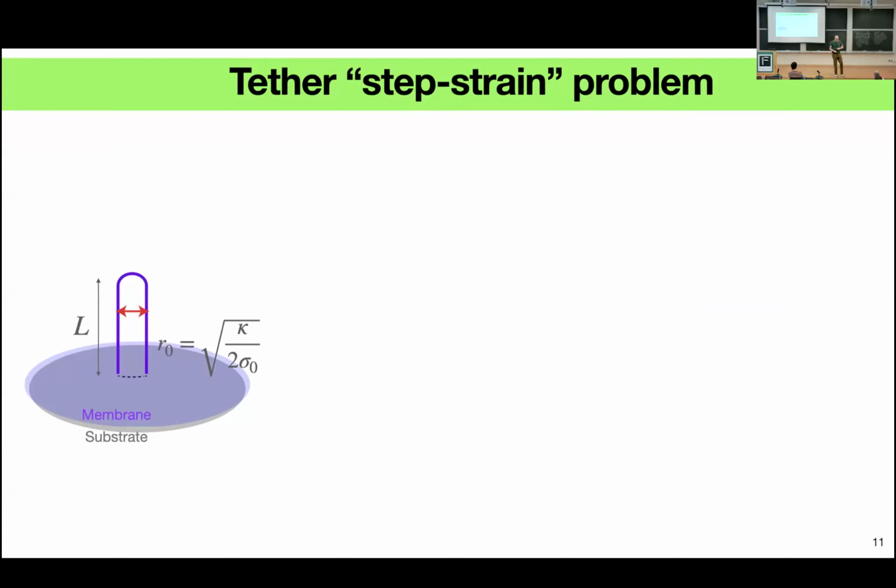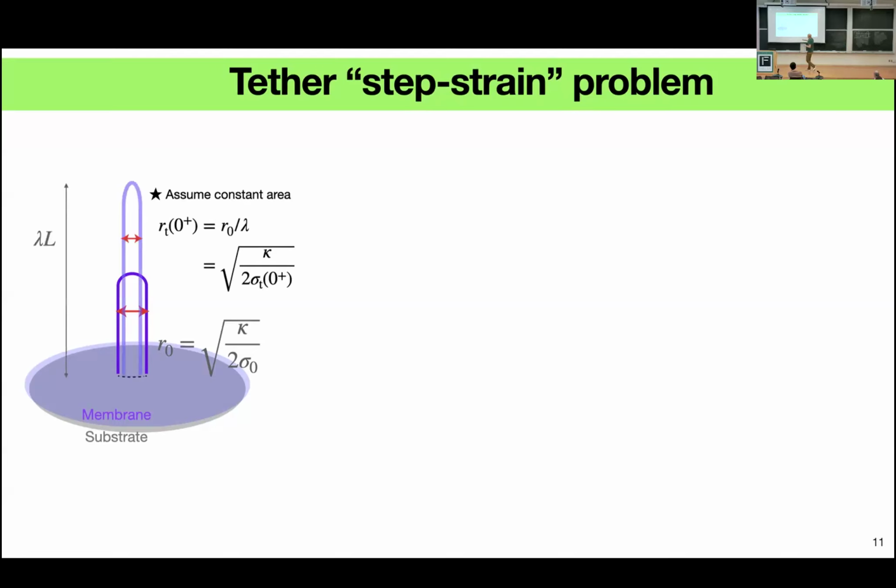Now, experimentally, we're going to suddenly increase the length of the tether by a factor lambda. The assumption is that if we pull on the tether rapidly, the lipids in the surrounding membrane cannot adjust, so we're going to essentially be pulling the tether at constant area because the surrounding lipids are essentially frozen. So if the length increases by lambda, because we have a roughly cylindrical geometry, the radius decreases by 1 over lambda.